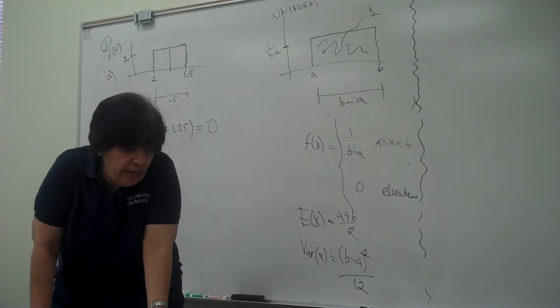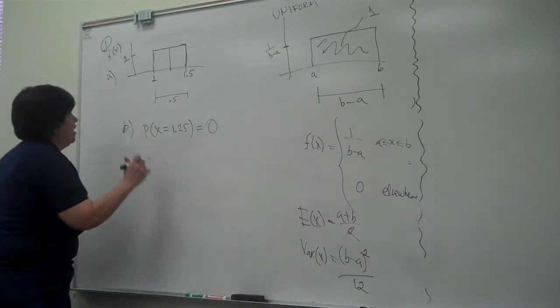C, probability that x is between 1 and 1.25.